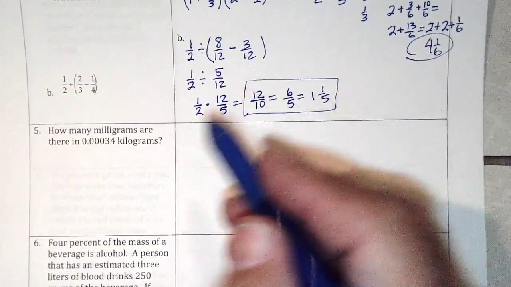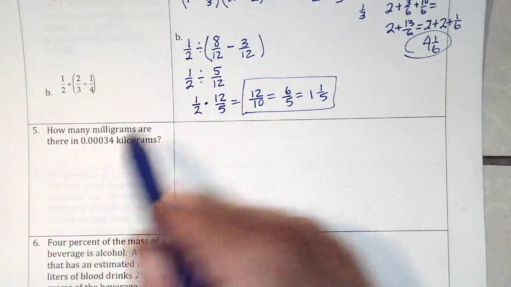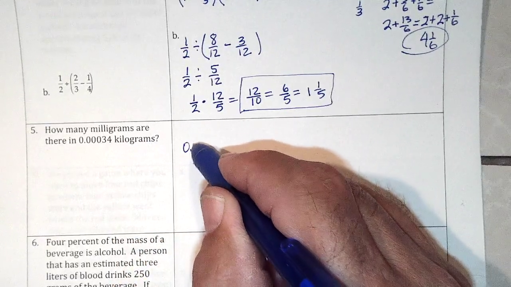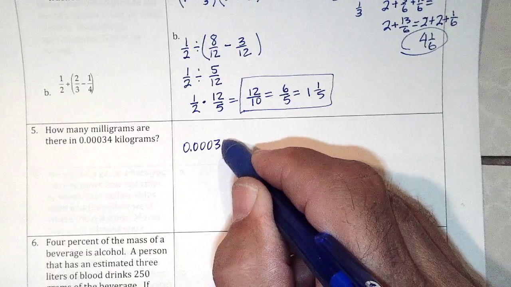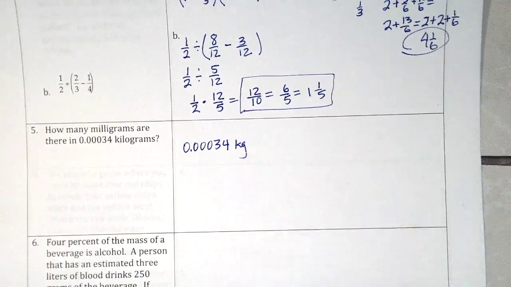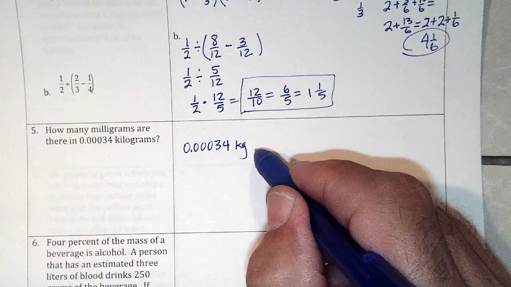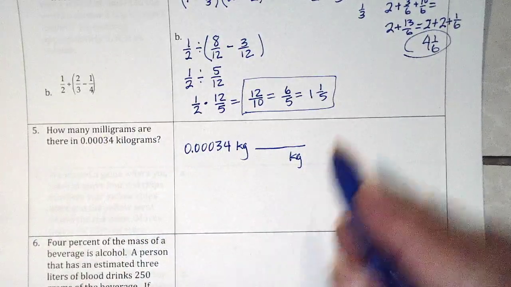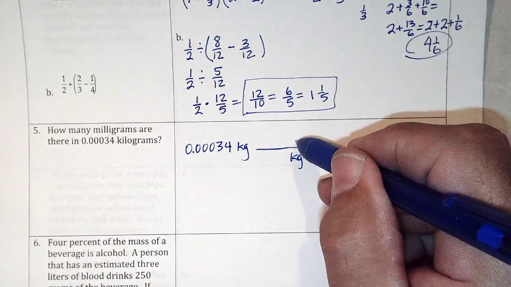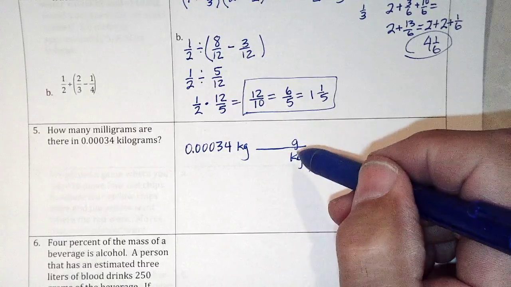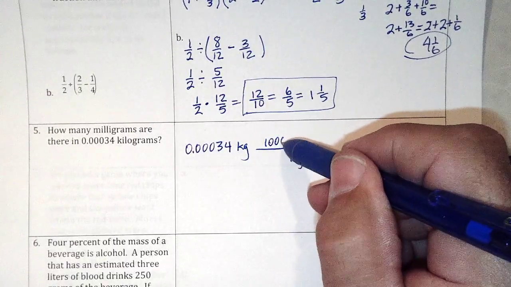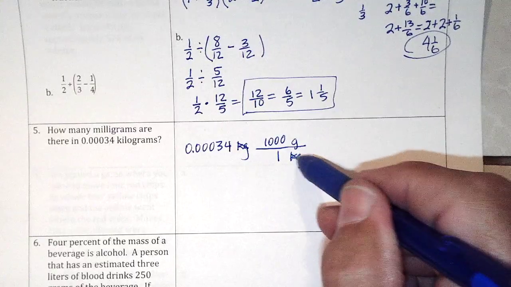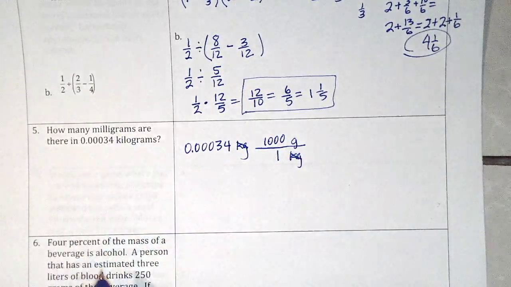Number 5. How many milligrams are in this many kilograms? So we're starting with this. Just that number, 0.00034 kilograms. Nothing with it. We need to get rid of kilograms and get closer to milligrams. And our conversion table had grams and kilograms matched up. There was 1,000 grams in 1 kilogram. The kilograms cancel. We are now in grams, but we're supposed to go to milligrams.